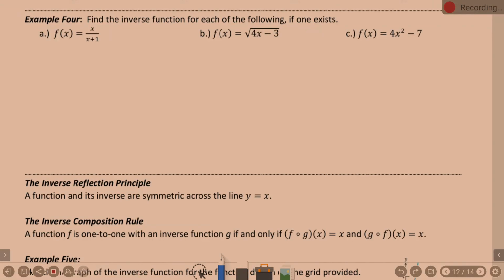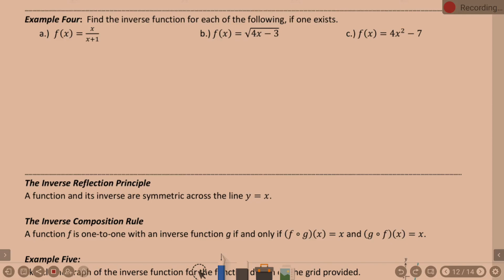So we left off ready to talk about inverses, right? I think I kind of talked about them a little bit, reminded you. We just have to do it now. Okay, so example 4 asks us to find the inverse function for each of the following if one exists.